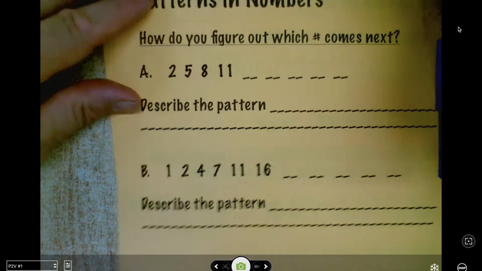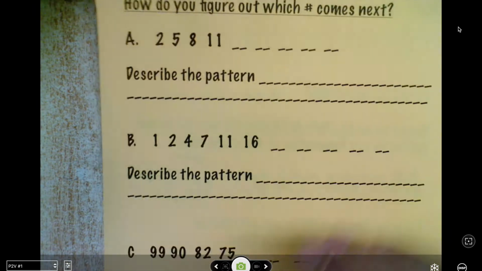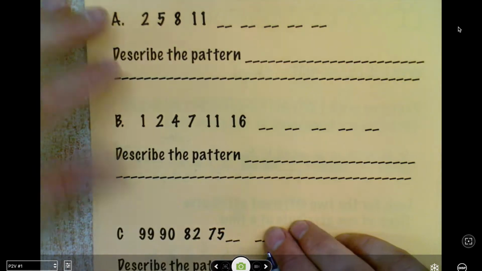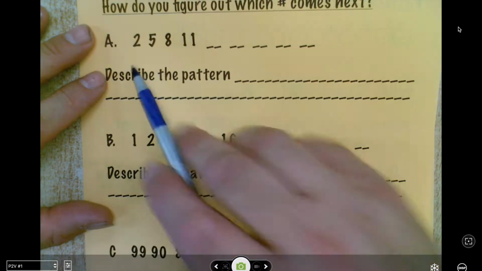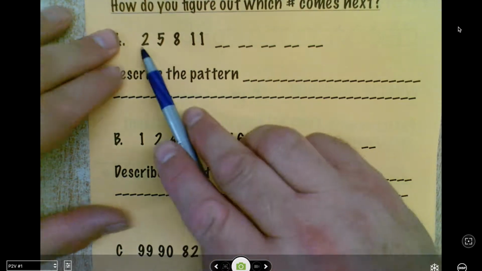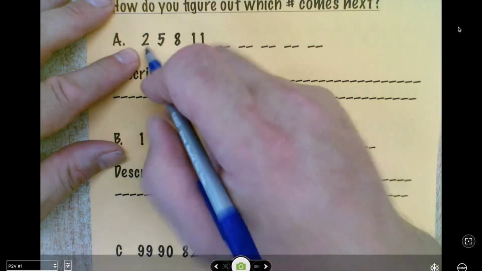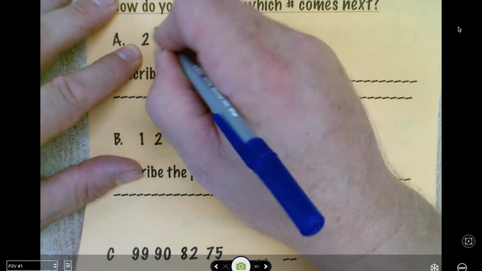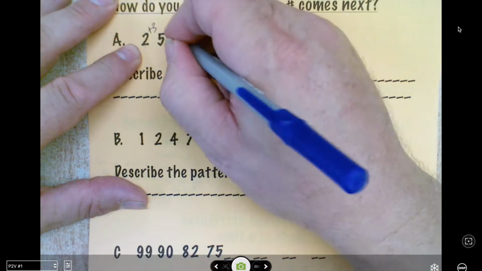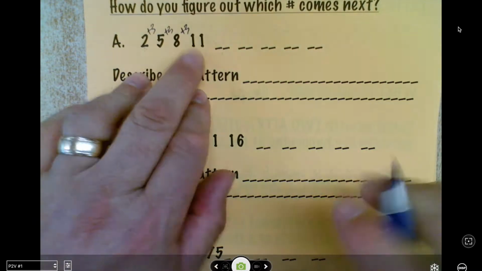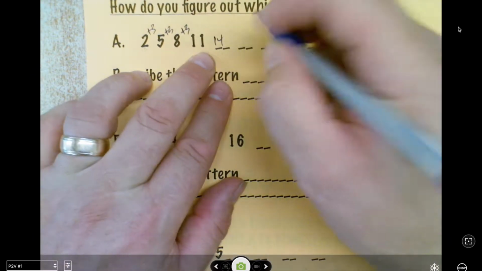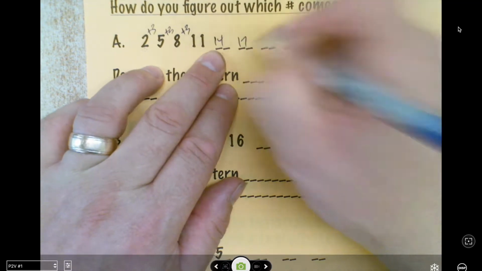Now let's take a look at patterns that might be in numbers. How do you figure out what number comes next? What I usually do when I attack a pattern like this is look at the difference between the numbers. So the difference between 3 and 5 is I've added 3. Each time you've added 3 in between, so this is a pattern that adds 3. So that means I would have 14, and I would have 17, etc., etc.